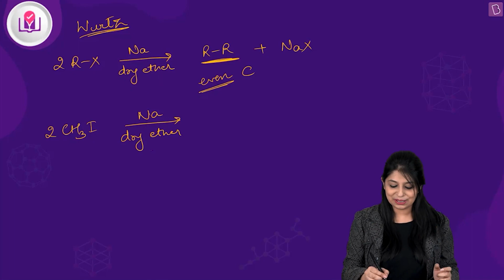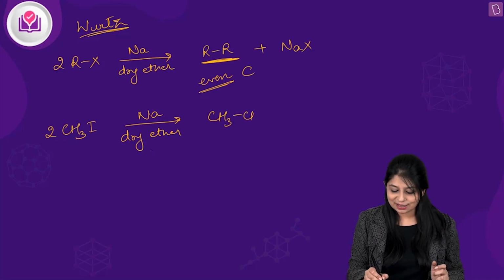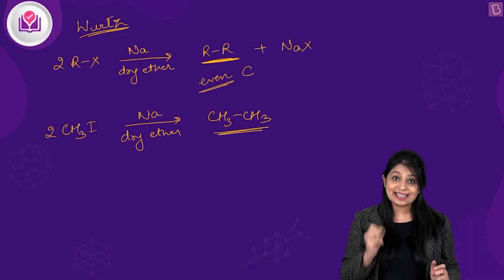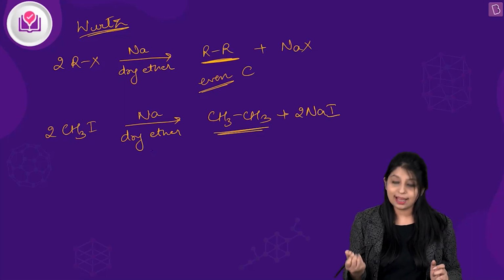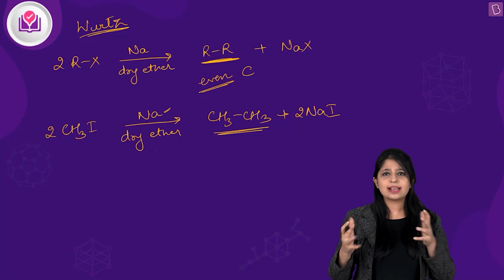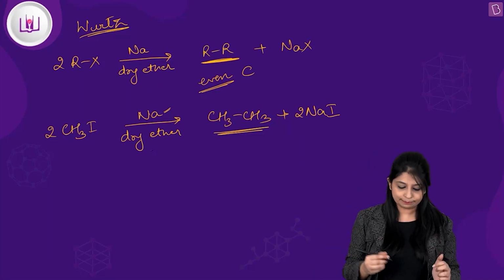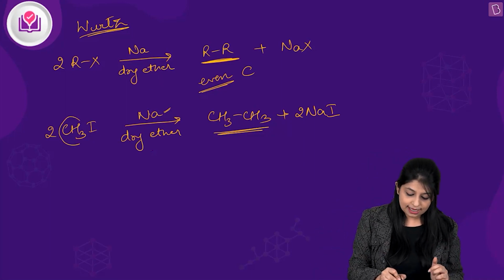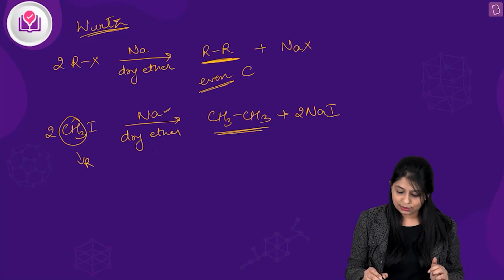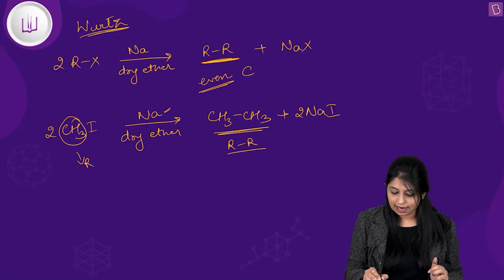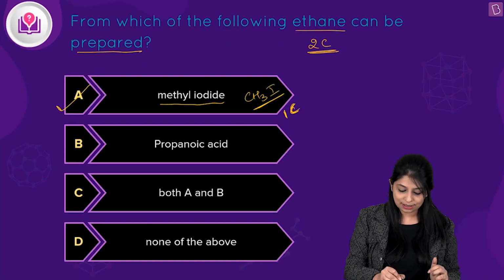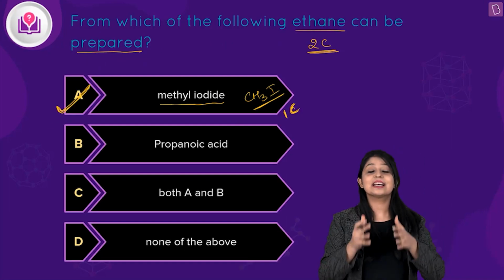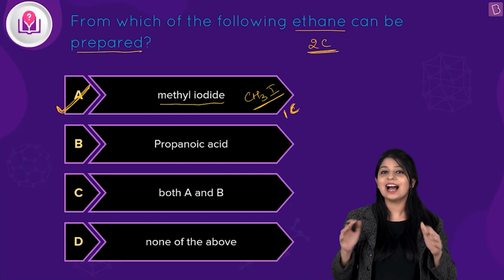What do we get here? We'll get CH3-CH3, which is ethane, plus two molecules of NaI, because sodium is taken in excess here. And we have CH3 as R, so we get the product as RR, which is ethane. So yes, option A is absolutely correct. You can get ethane from methyl iodide.